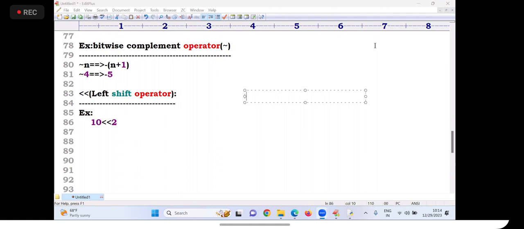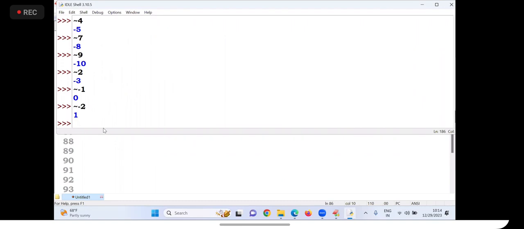1 0 is the binary number. If you have any doubt, the function is there directly, you can ask bin of 10. What is it? 1 0. Very good.